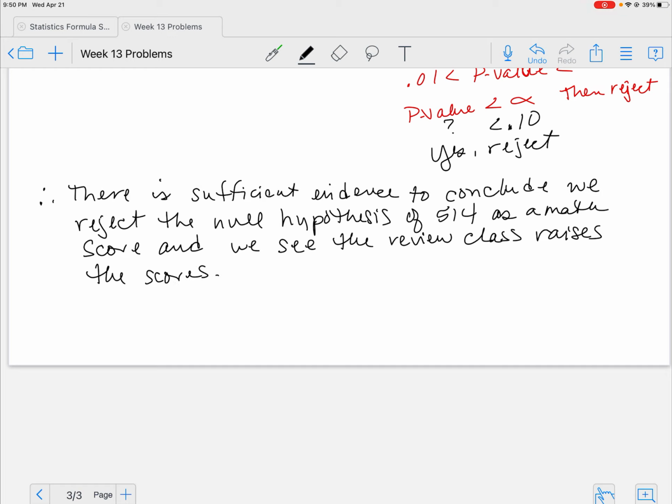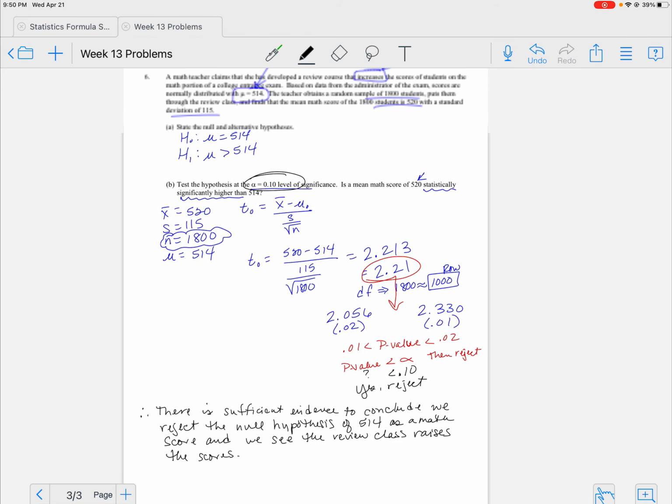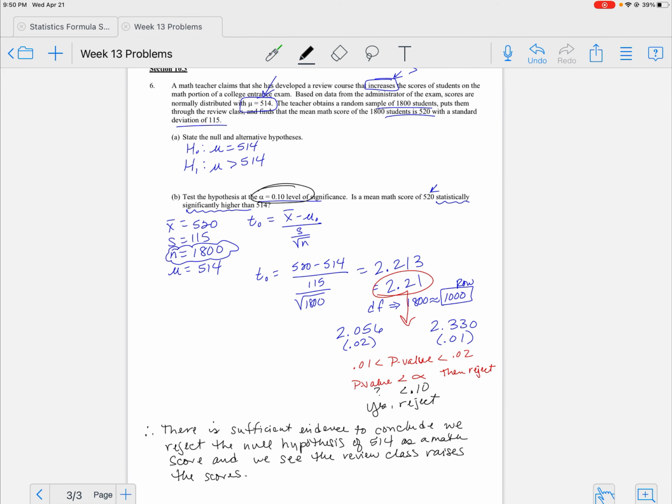So yes, we are looking at a statistically significant amount. So then it is valid. This review class is valid according to the data, right? Now in reality, we all know there's budgets and time and all the stuff that goes into this. But our job as statisticians is simply to look at the data, put down that data and see what the data tells us. The data is telling us that there is sufficient evidence to reject that.